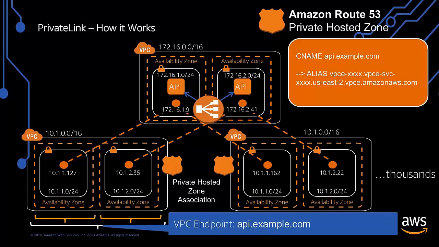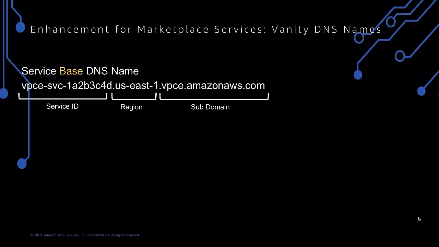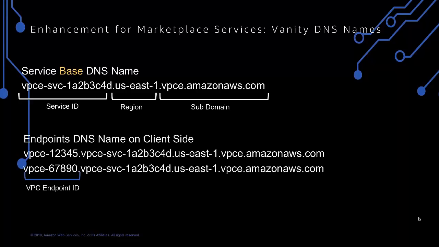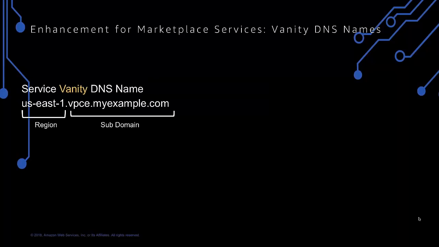There are some enhancements to this. If you list through Marketplace, this happens automatically. This is the taxonomy of the name here. There's a service ID and the region and then the subdomain. Each client will get different VPC endpoints on the left. And if you want a nice pretty name, typically you'll still have the region and subdomain, and you would have the VPC endpoint there on the left. So it's a little bit easier. It doesn't require the Route 53 step if you go through Marketplace.